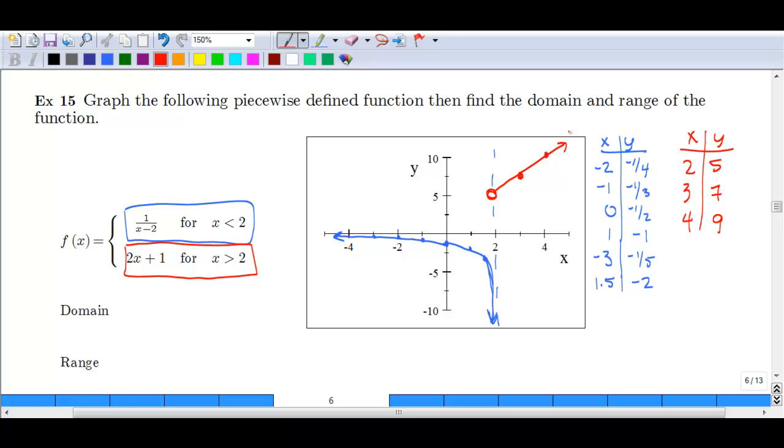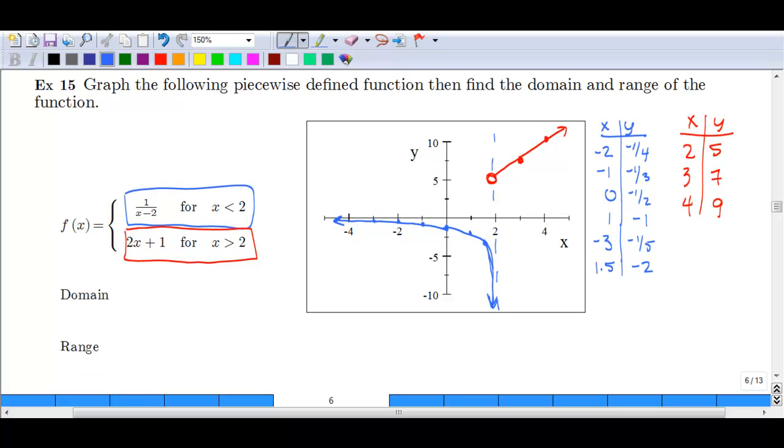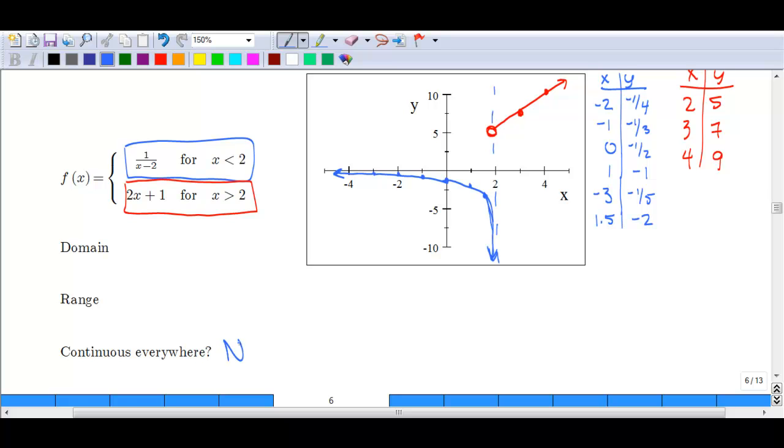It's not real pretty. It's definitely not continuous because you've got an asymptote and an open dot that goes off there. So we can answer that question right away. No, it is not continuous everywhere.